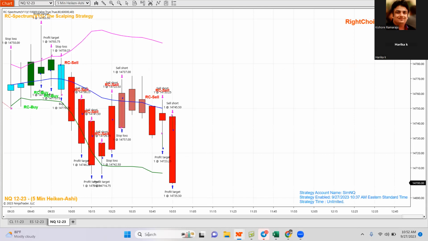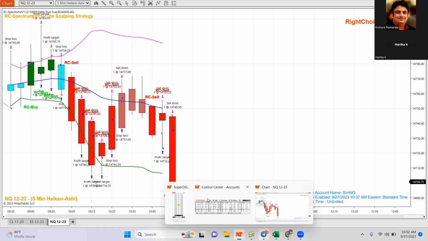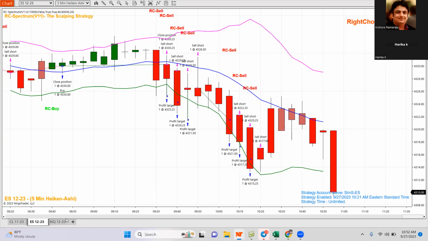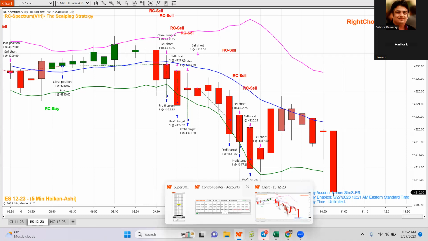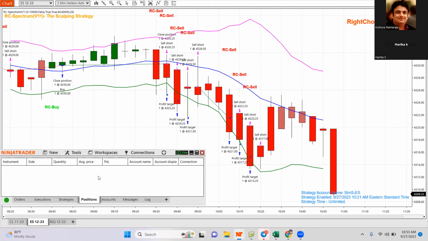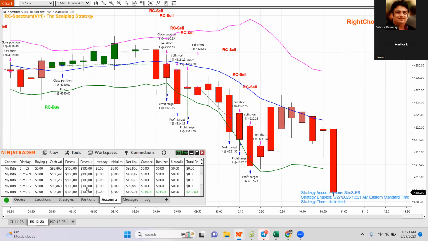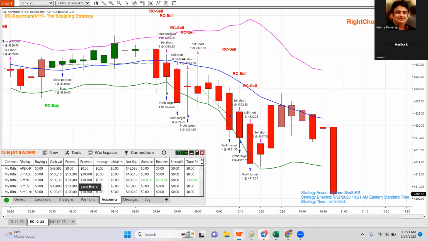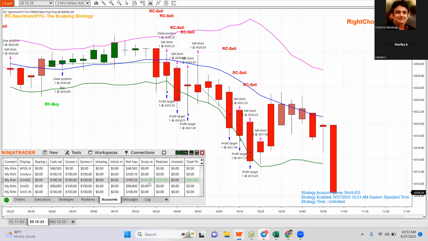NQ, did you disable it, or did it give one more? No, it's enabled only. I didn't disable. ES and NQ are still running. Okay, then NQ may give another $200 profit now. Can you go to positions? Yeah, sure. For ES, it didn't take any position yet. But NQ took a position and it got closed. How much did you make on NQ now? Nearly 400. This one is NQ, 391.